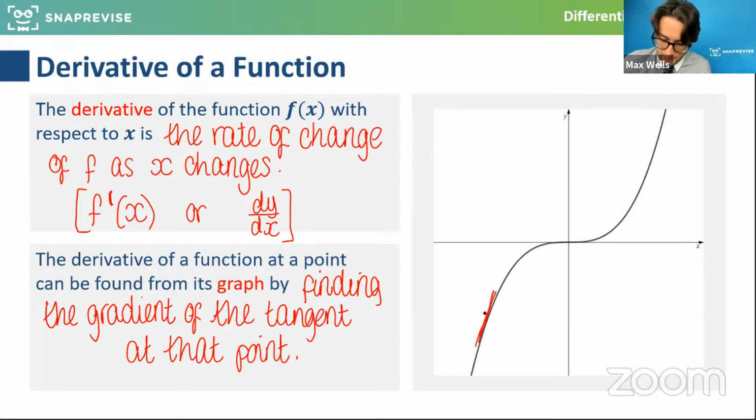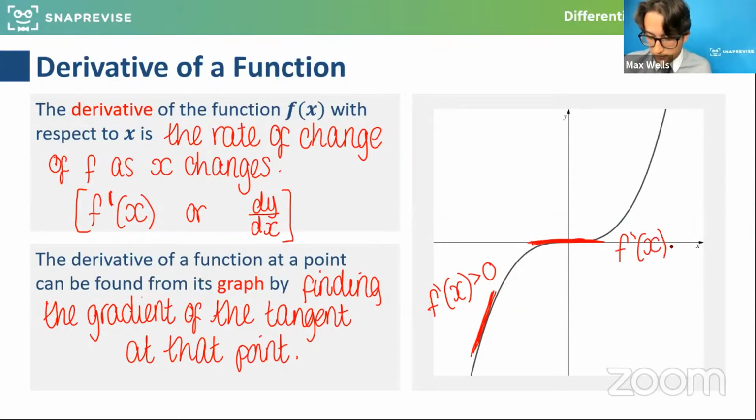So here, the gradient is quite clearly positive. So f dash of x would be greater than 0. It would be a positive number. And here, the gradient is actually flat. It flattens off. So here, f dash of x would be 0. The rate of change is 0 temporarily. And then it's a positive gradient again. And that would be like evolving and changing.